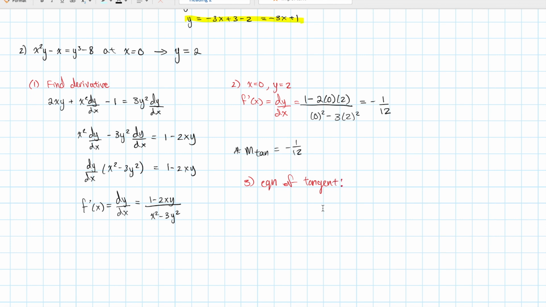So let's plug things in. y minus 2 is equal to -1 over 12 times x minus 0. And the equation you come up with is then 12y plus x is equal to 24. So this is the equation of the tangent line when x is equal to 0 for this function.